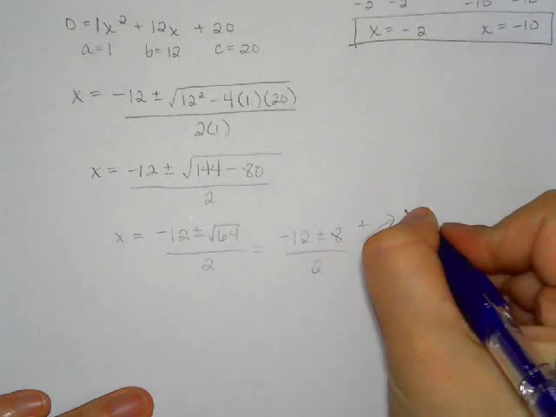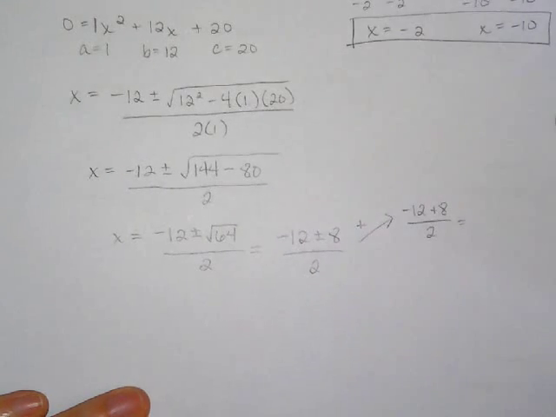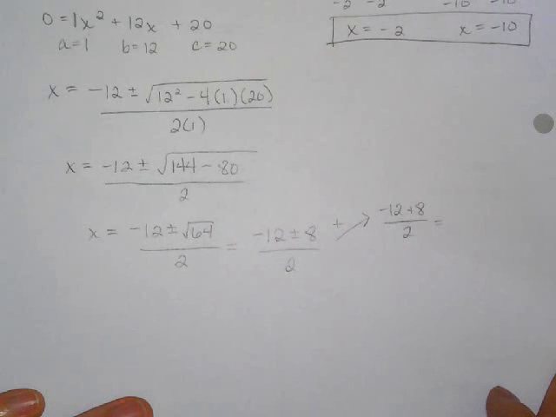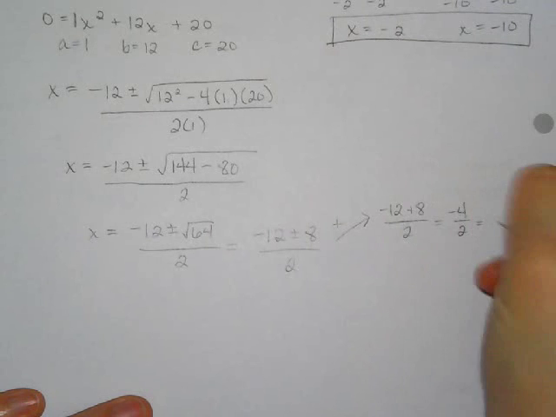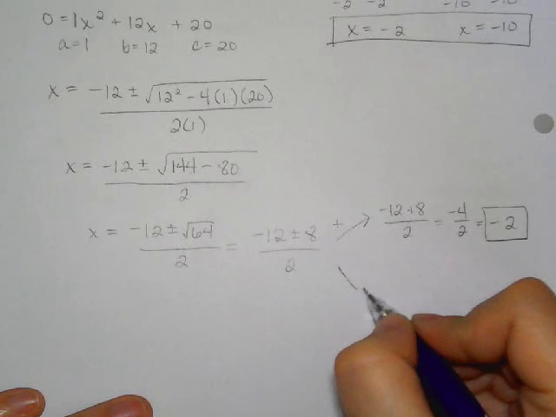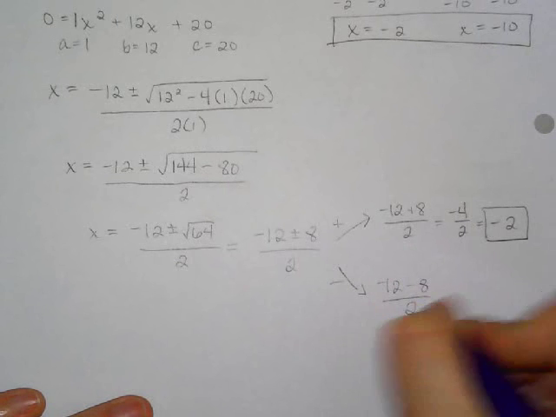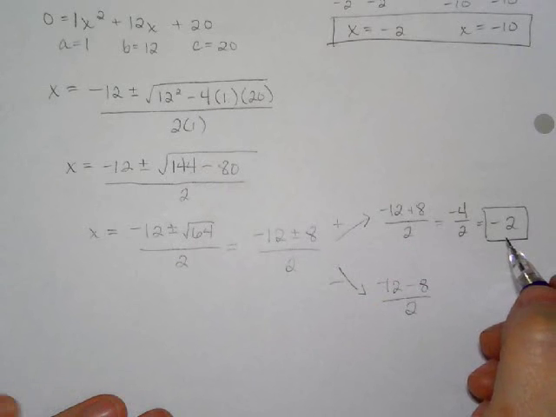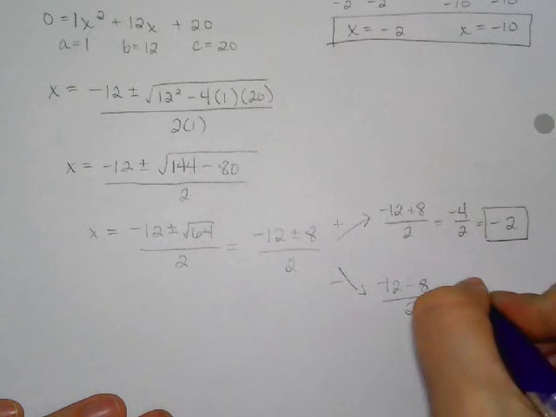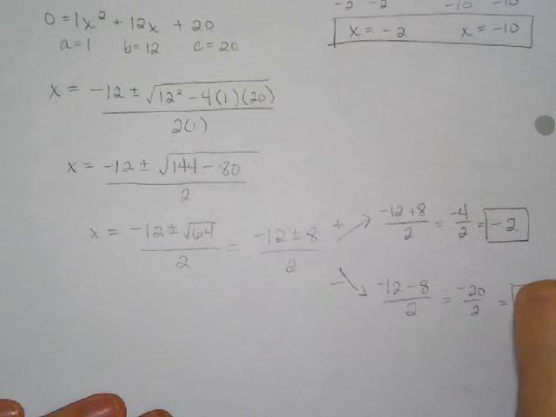So I have negative 12 plus 8, which gives me a positive, nope, just kidding, gives me a negative 4 divided by 2, which gives me negative 2. We do our negatives, so negative 12 minus 8 divided by 2. Negative 12 minus 8, that means we're at a negative number and we go further negative, so negative 20 divided by 2 gives me a negative 10.